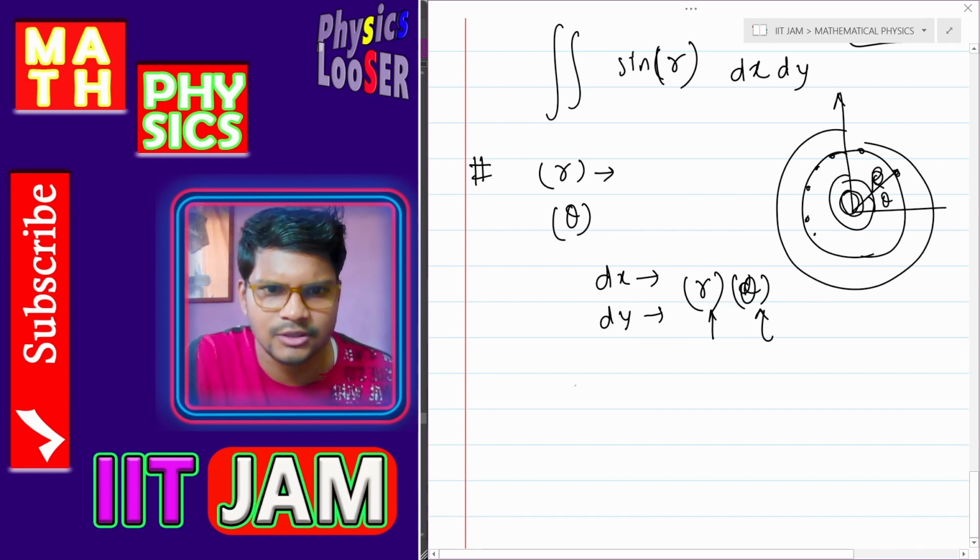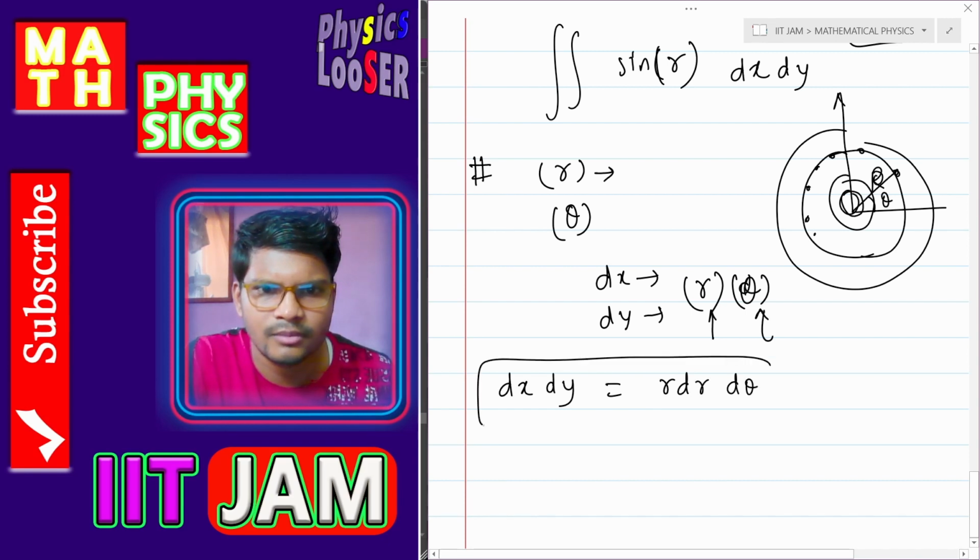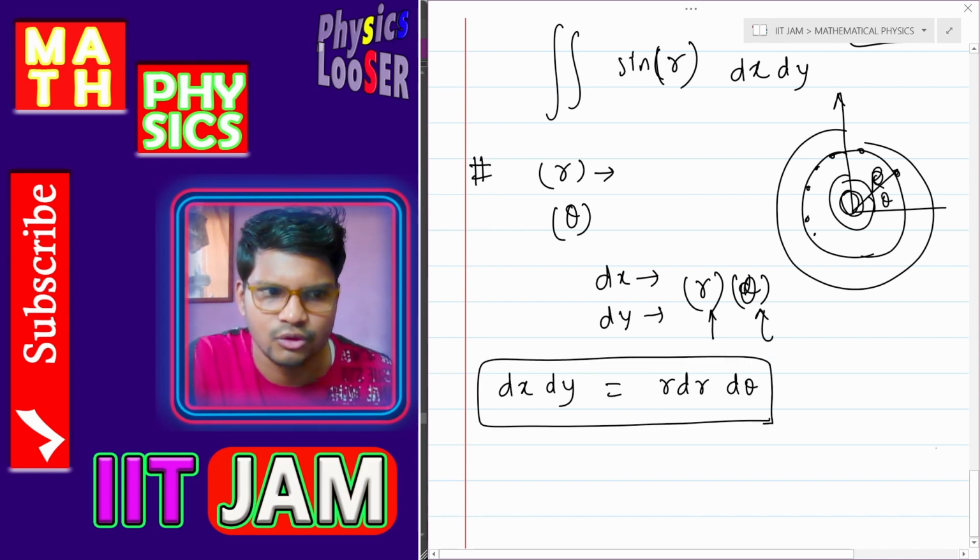So in the double integration format, dx times dy can be expressed in terms of r dr and d theta. I'm going to show you in a minute how we can do it.